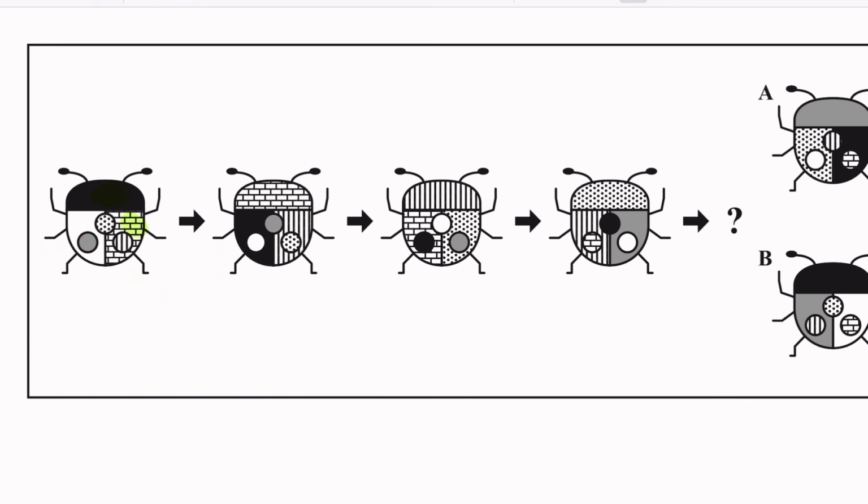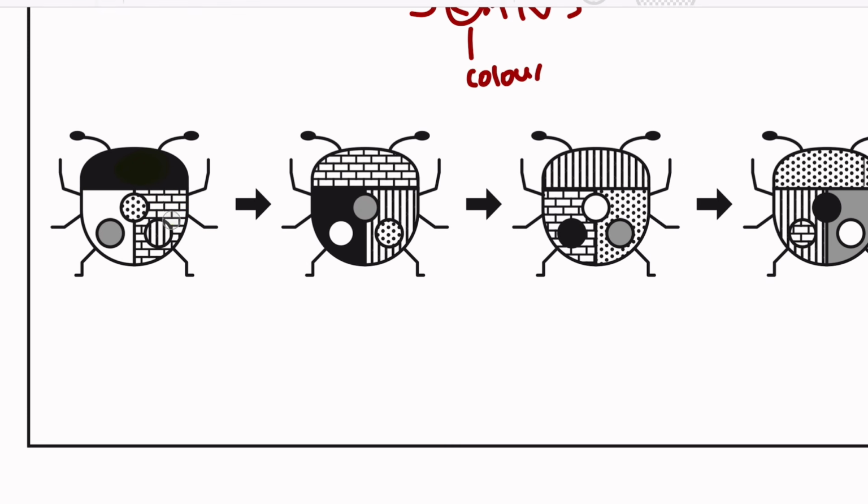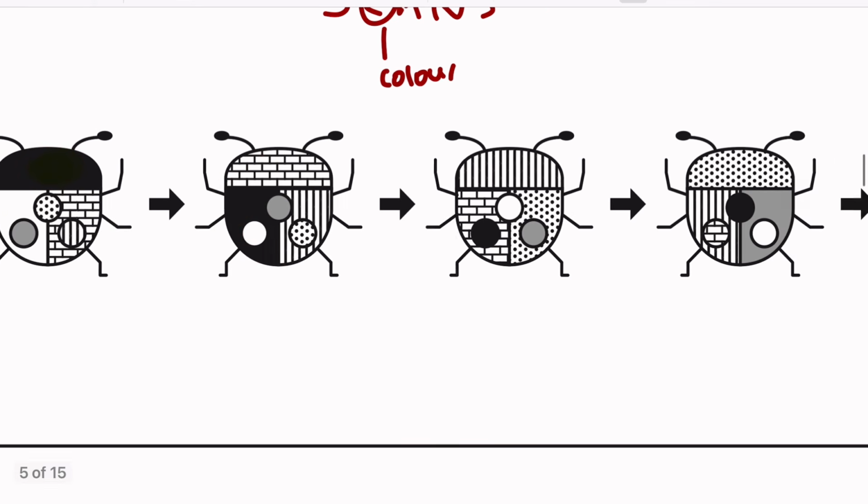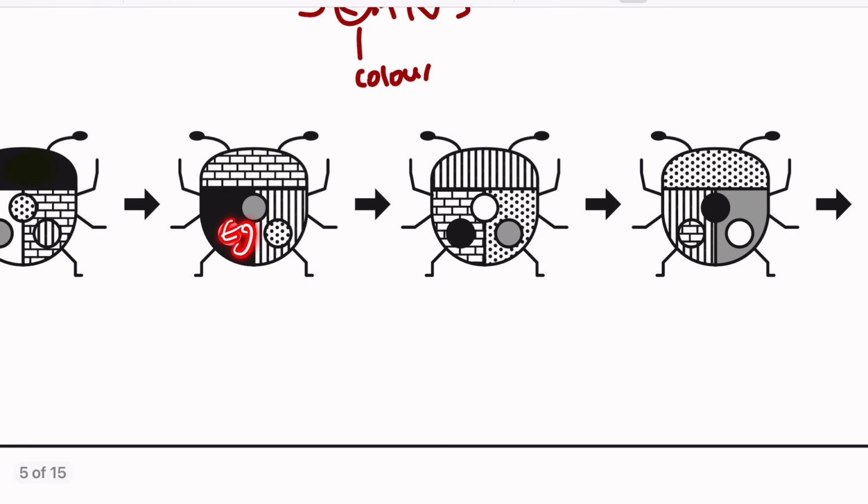So let's follow C. Remember SCANS? We're going to follow C, color. It starts off where? Black starts off here, at the top. Then where does it go in the next pattern? It moves down into this little section over here. After that, the black goes into this circle over here, and after that, black goes into the middle circle.